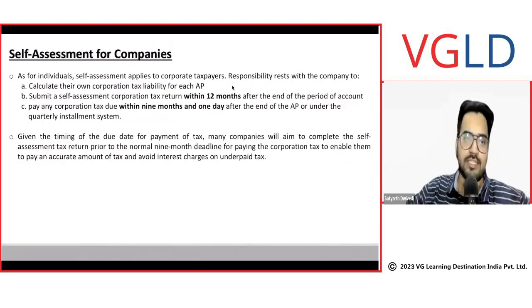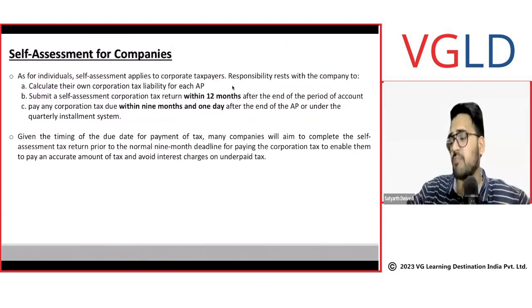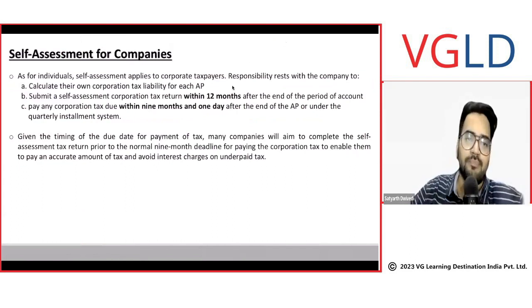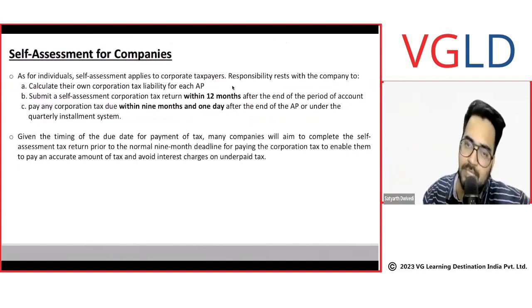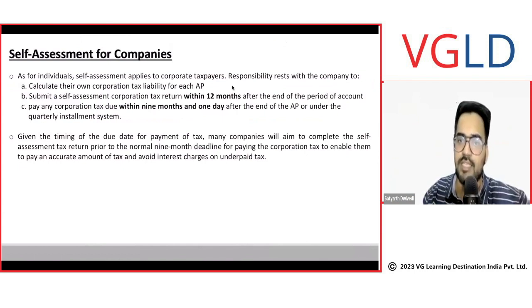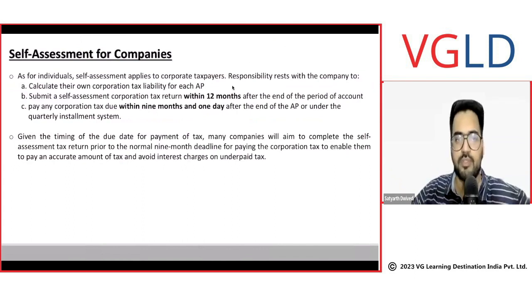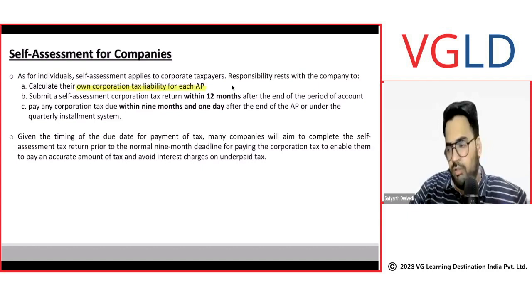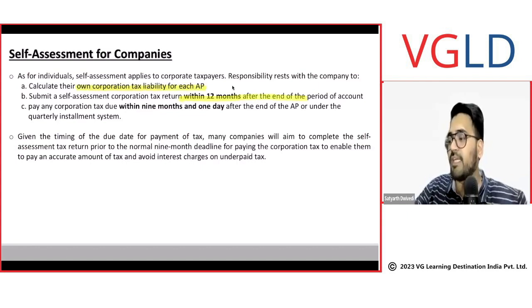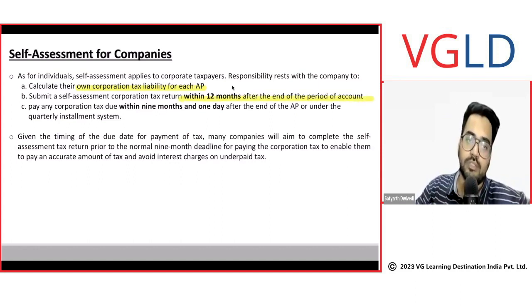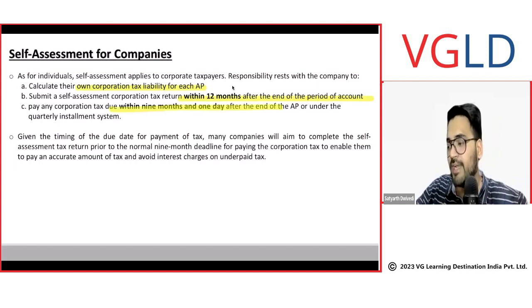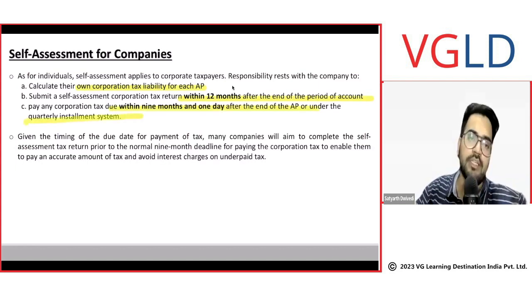Now next is self-assessment. So what is self-assessment? Self-assessment basically means that nobody will come to your office to tell you that this is your income tax. You will have to do it yourself. It is compulsory for large companies. If you're a large company, it is compulsory. But if you're covered by exception, then you can avoid it. Now you have to calculate your own corporation tax liability. Give a return within 12 months after the end of the period of account. If there is any corporation tax due, then within 9 months or quarterly installment system.